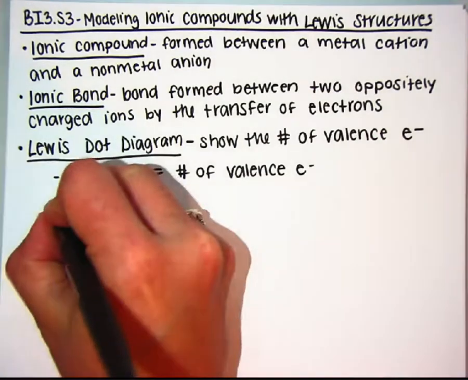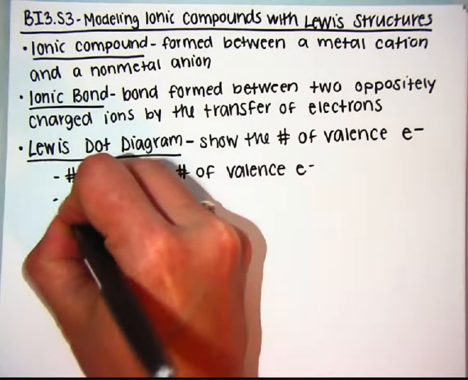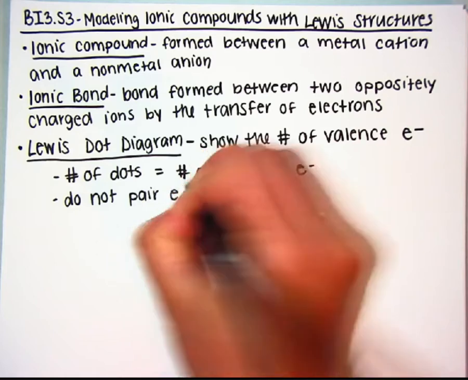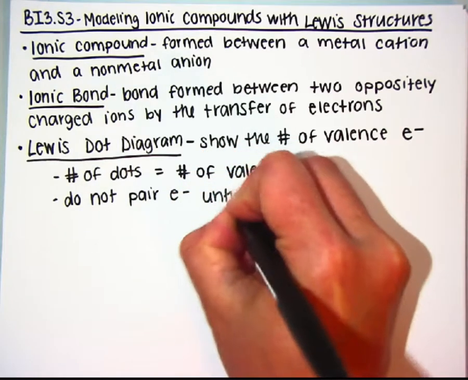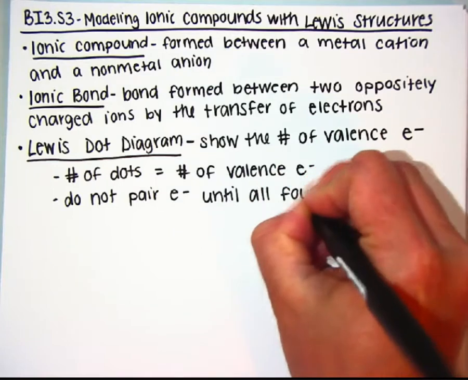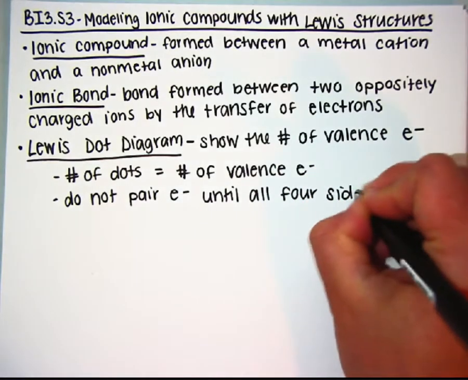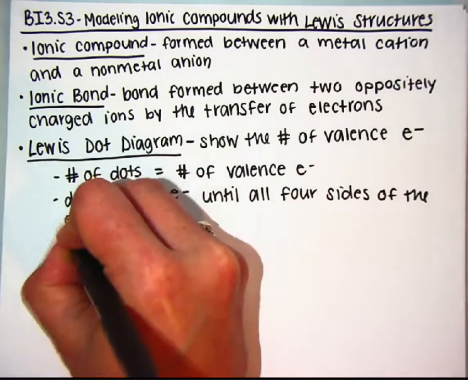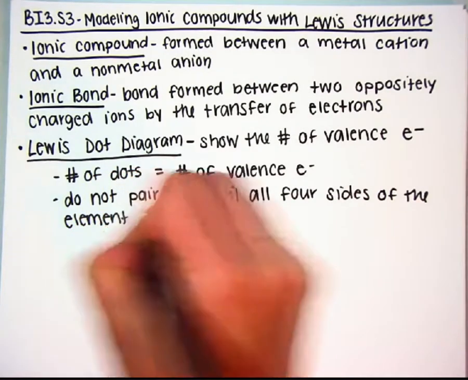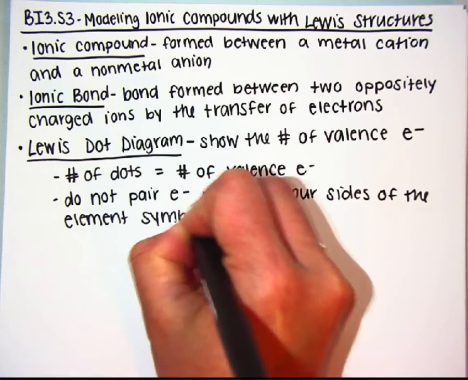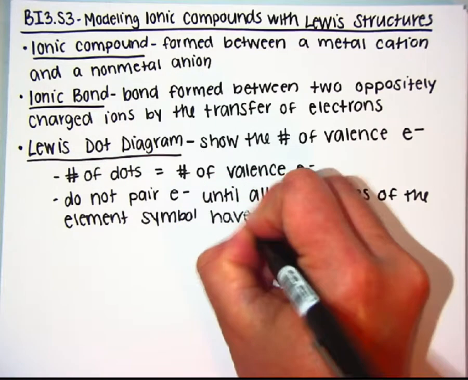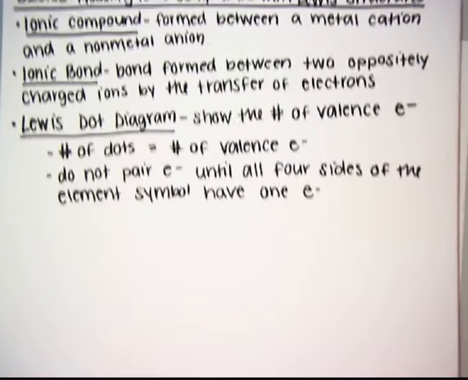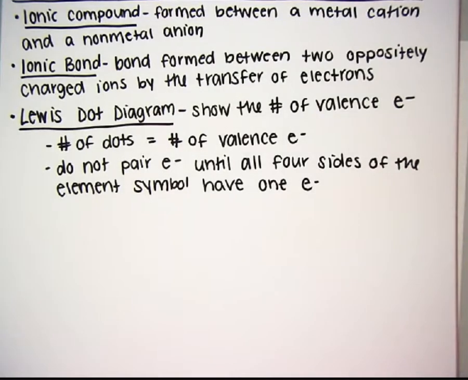The other important thing when we are drawing Lewis dot diagrams is that you do not pair electrons until all four sides of the element symbol have one electron. Do not pair electrons until all four sides of the element symbol have one electron.